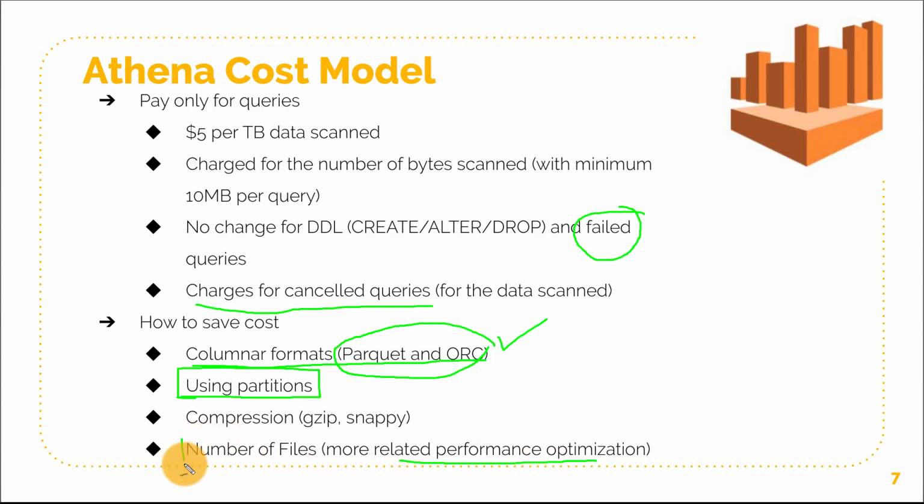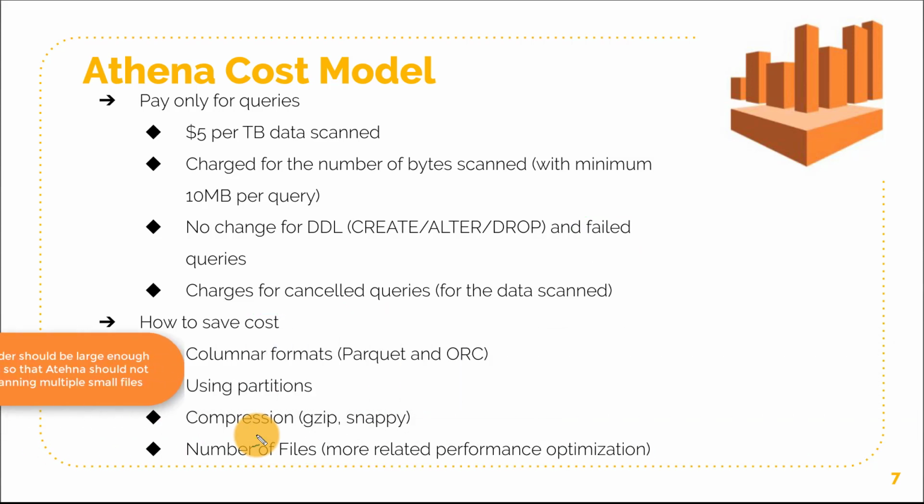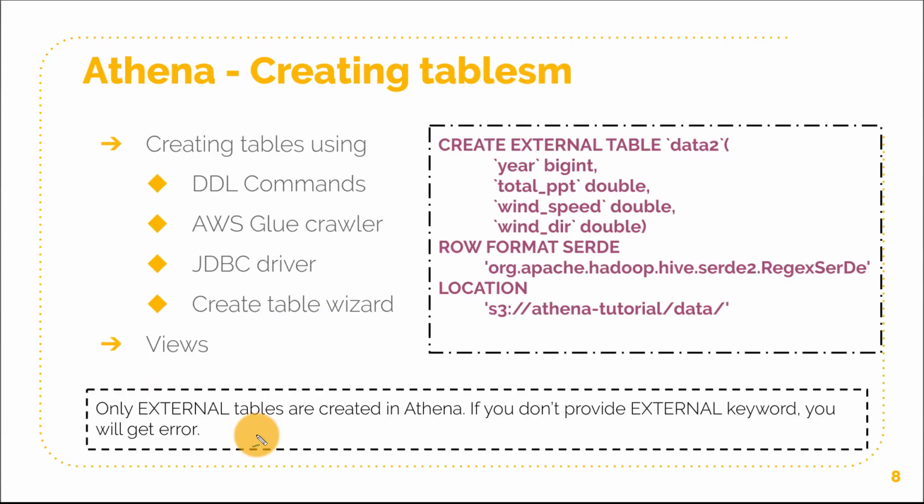Another point is more related to performance optimization. You should decide on the file size which you store in S3. The file size should not be very small. An optimal file size is, let's say, 10 MB to 40 MB, so that Athena doesn't have to combine the files at runtime.